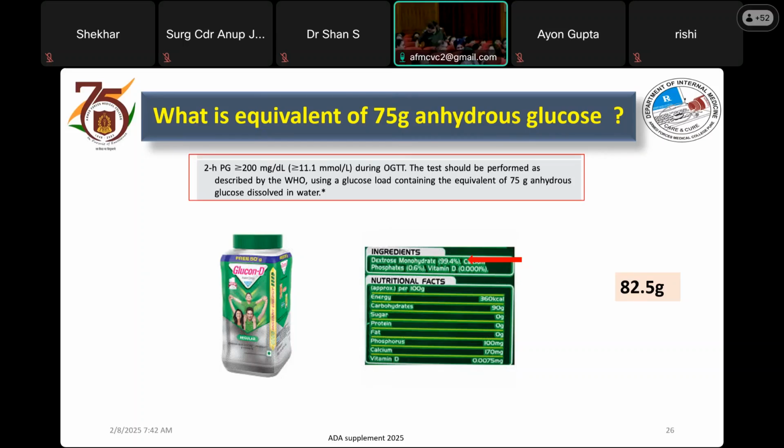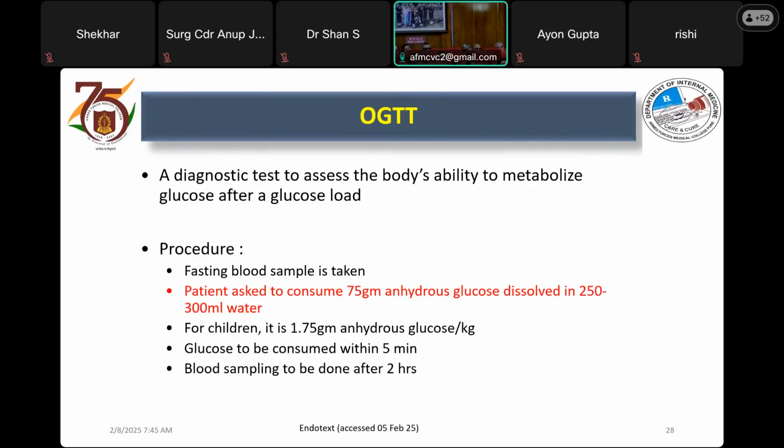So any pediatric resident there? What is the dose of glucose when you would treat in the pediatric population? Sir, it is 1.75 gram per kg. Very good. So this is the protocol, as told by the resident concerned.